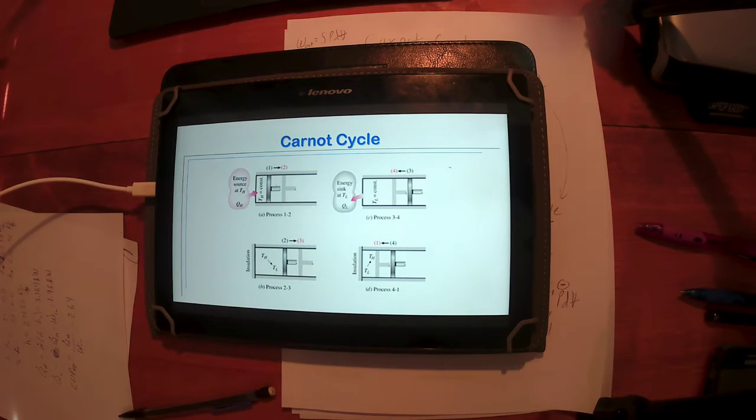So this is a terrible graphic. At least it's a terrible scan of a graphic. It's not a bad graphic. This is a graphic they use in our text.